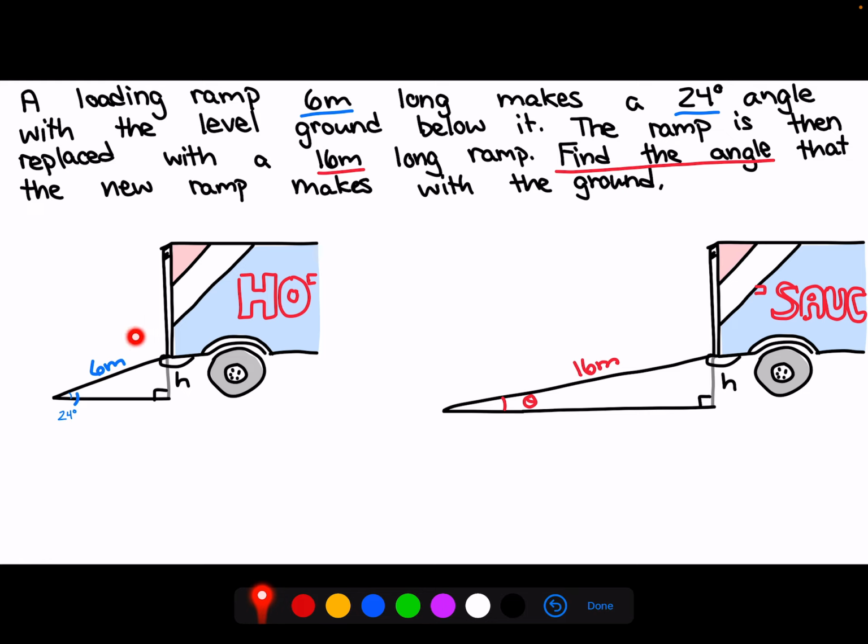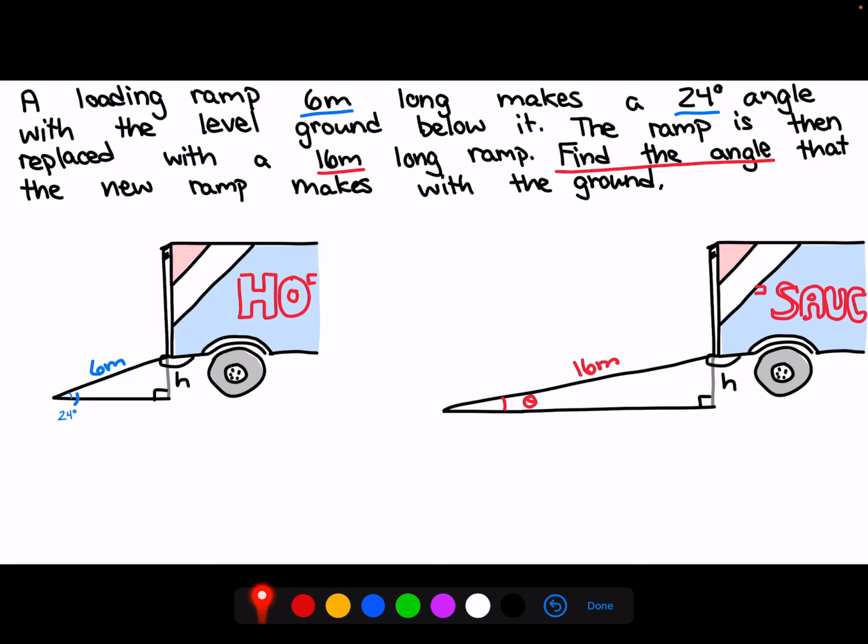So I go ahead and start by labeling up my triangle. I'm going to use the blue triangle over here in order to solve for H. Because once I solve for H over here, that height doesn't change between the truck. So therefore, I'd have H in my red triangle. And if I have the two sides in my red triangle, then I can solve for my missing angle. So let's start off with that.